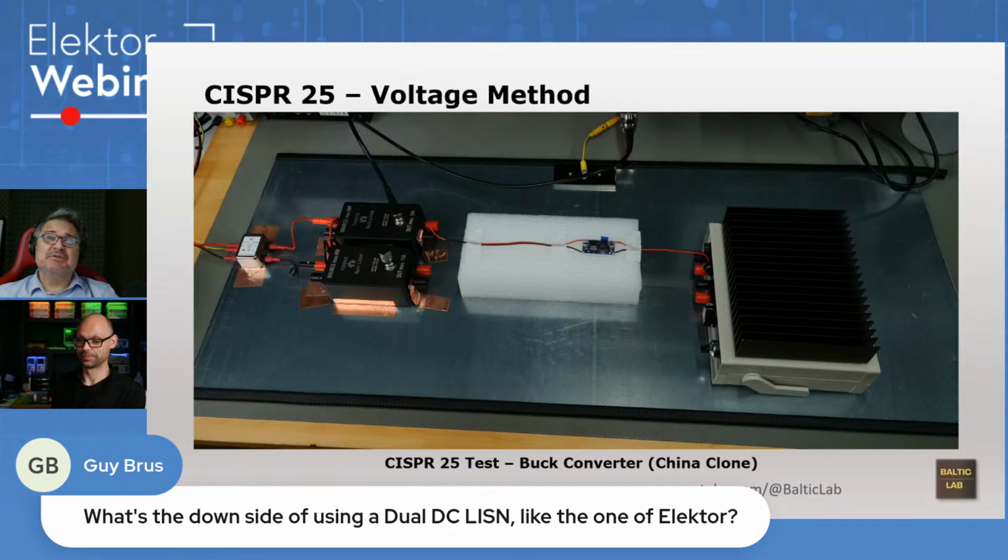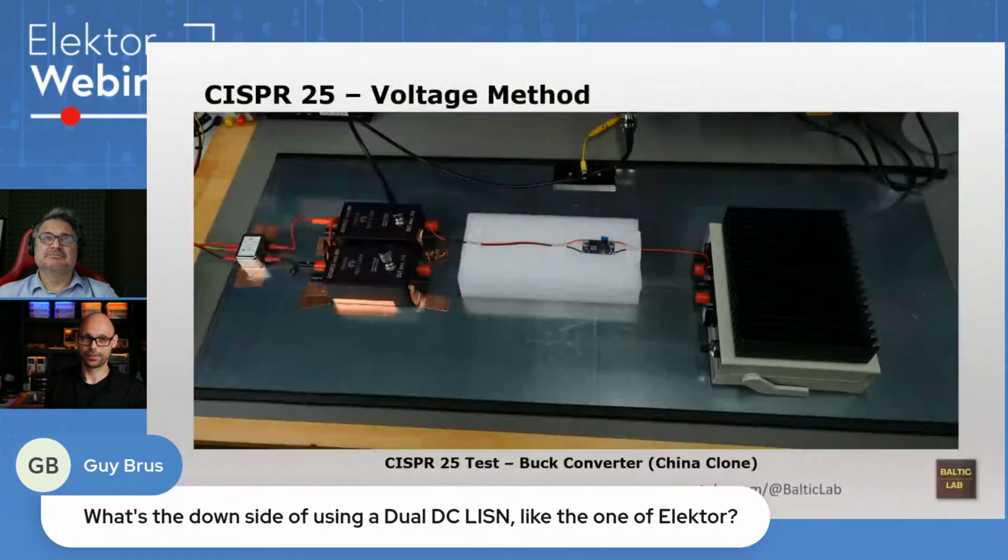Guy wants to know what the downside of using a dual DC LISN is. Will my payment depend on the answer? No, just kidding. It's actually a very nice design. The cool thing is it's a dual LISN, so you have everything in one case. You don't need to mount two different LISNs. The problem for CISPR 25 would be it's a 50 microhenry LISN. It's good for CISPR 32 measurements, but not for the automotive range. So it always depends on what you want to measure.